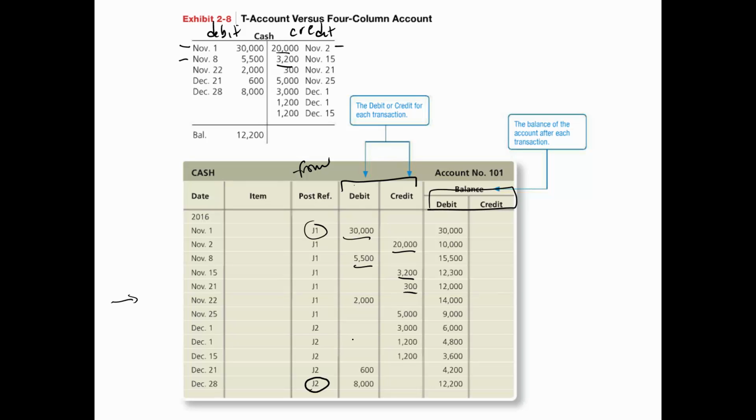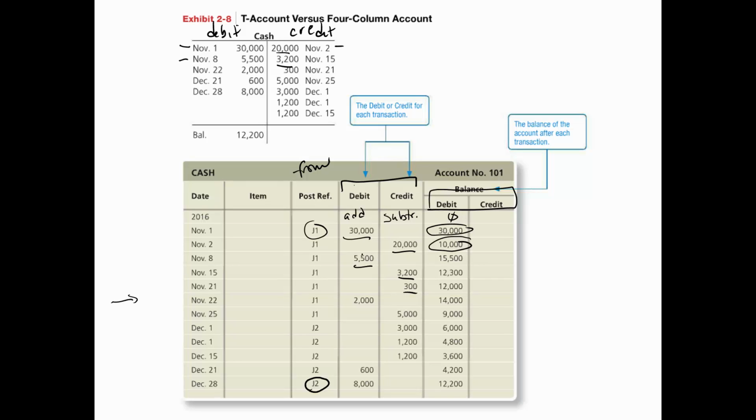So after each transaction, I recalculate the new balance. I started with 0, because this was the first transaction, and I debited, so I had a debit balance of $30,000. My next transaction was a credit, which subtracts from the balance, that decreases the balance, but the balance is still a debit. So the $30,000 I had minus the $20,000 means my new balance is $10,000. So if it's on the debit side for an asset, I'm going to add to the previous balance. If it's on the credit side, I'm going to subtract from the previous balance.